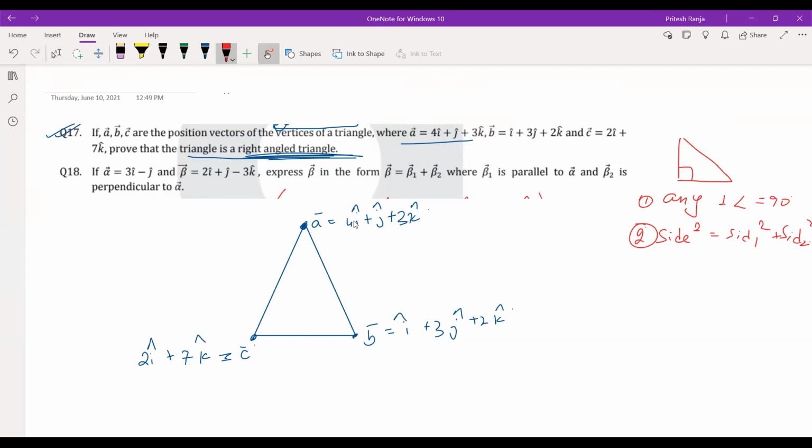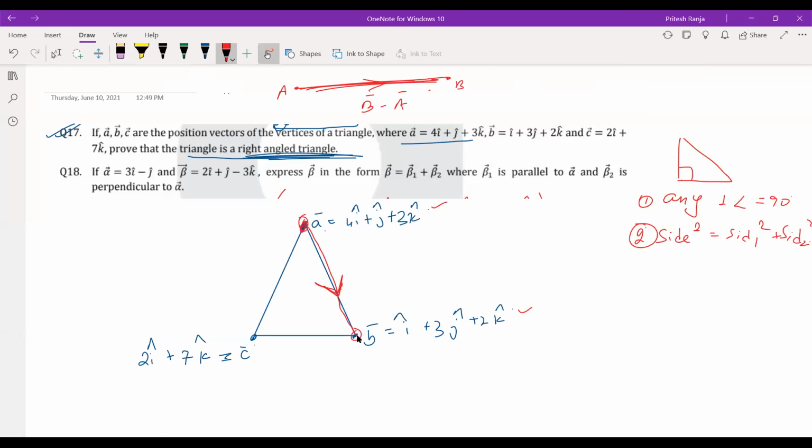So let us suppose I take these two vectors. How will I find this vector? We have learnt about this in the last sessions. This vector will be final minus initial, right? If I have a vector and this is b vector, and if I want to find this vector, then what will I do? Final minus initial. So you can get this vector representing the side of the triangle.